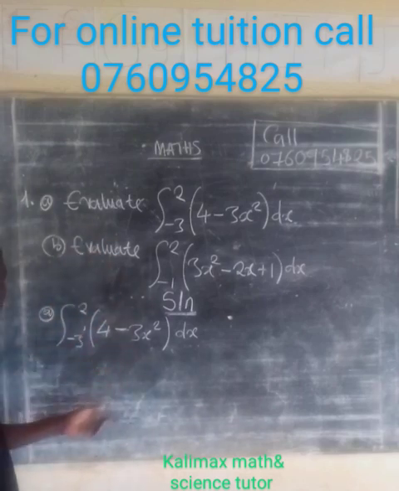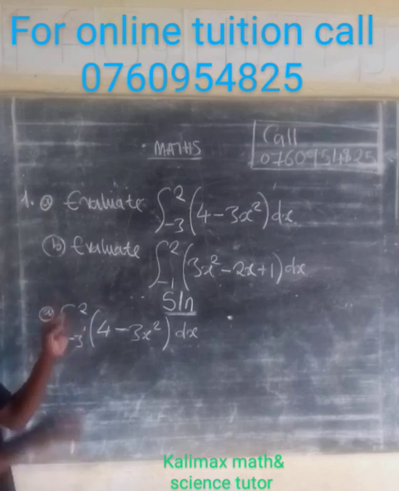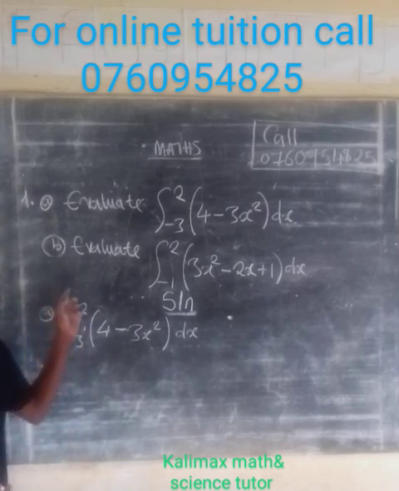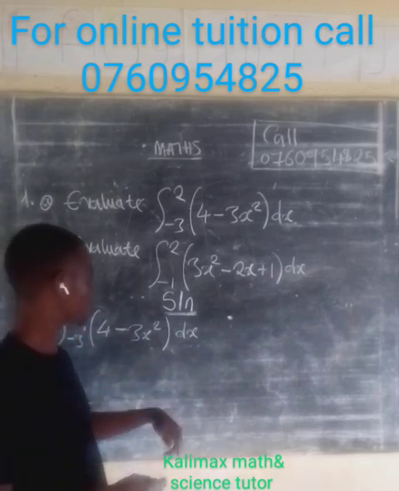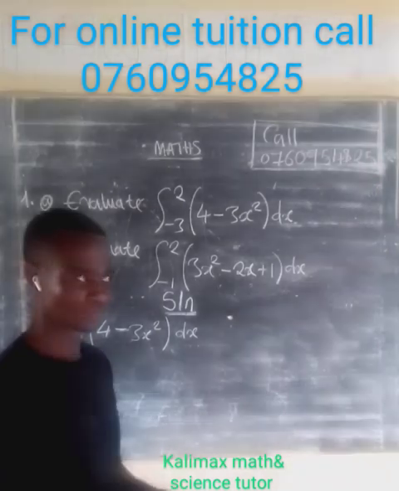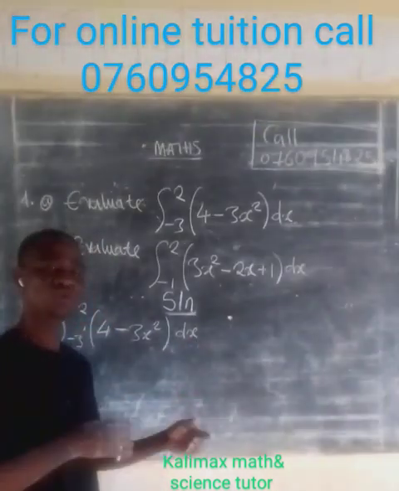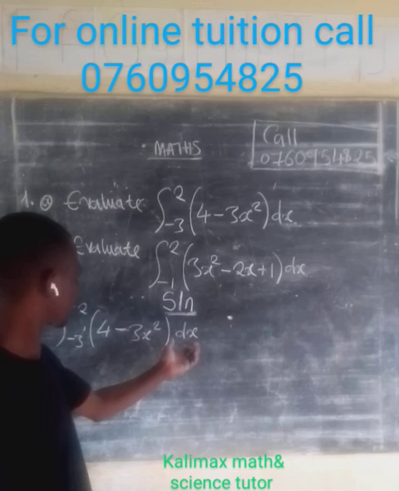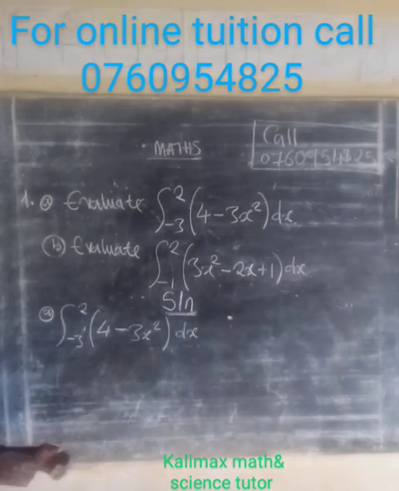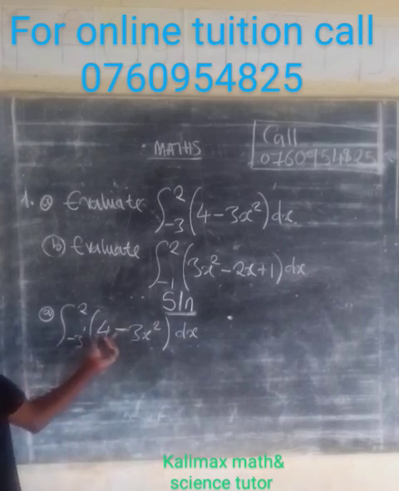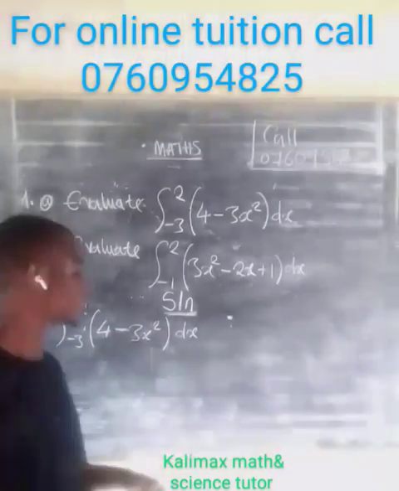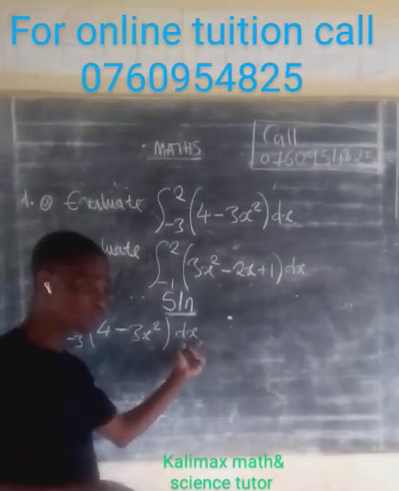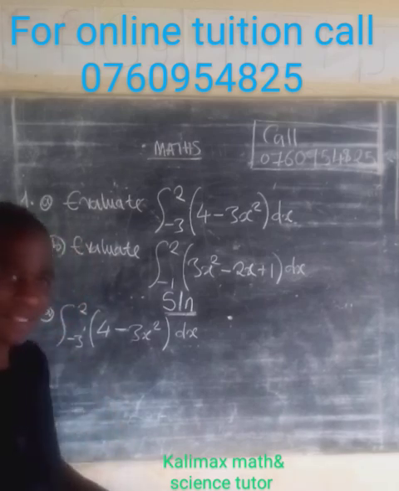The question says evaluate the integral, with limits from -3 up to 2, of open brackets 4 minus 3x squared, close brackets dx. Once you see this, it means you are integrating with respect to x. So the limits are from -3 up to 2. When you see a constant number, remember that you are integrating with respect to x, so to the constant number we add the same x.